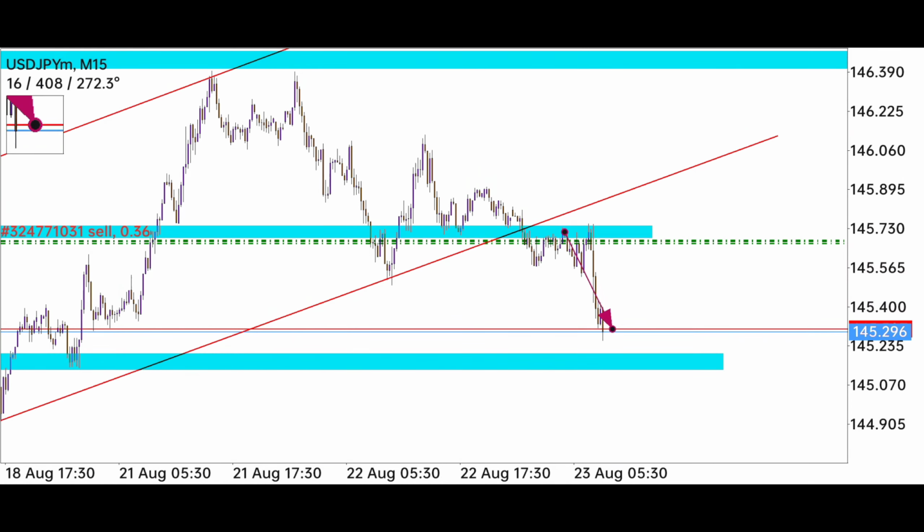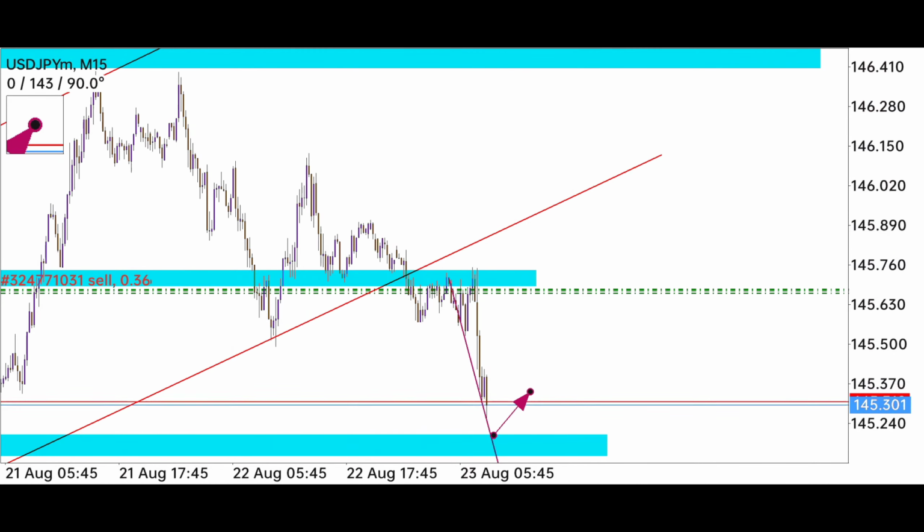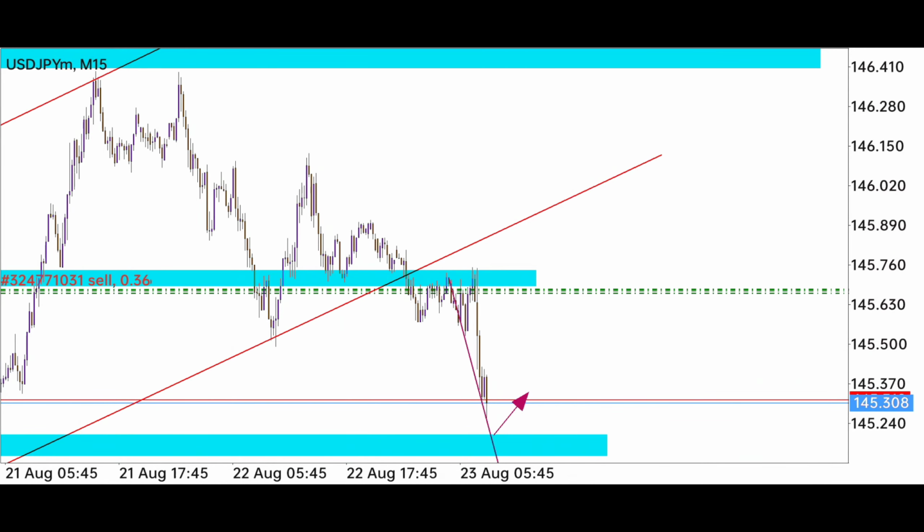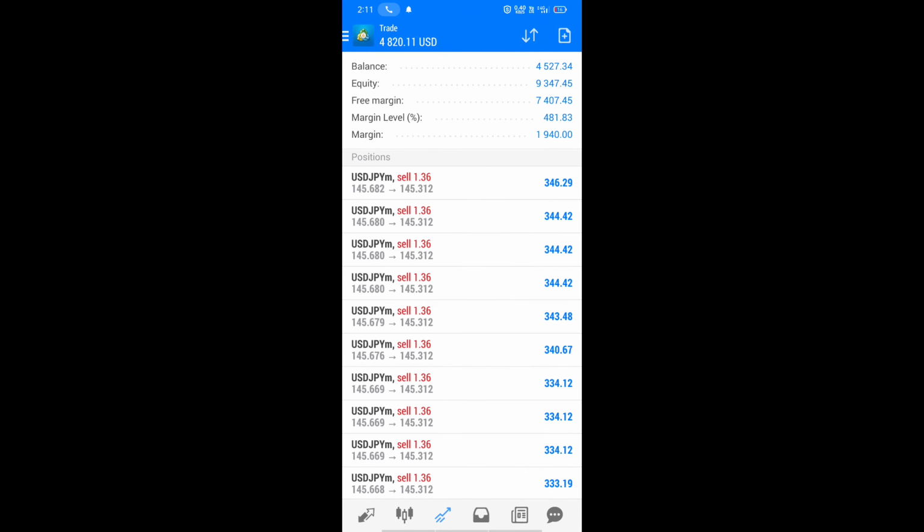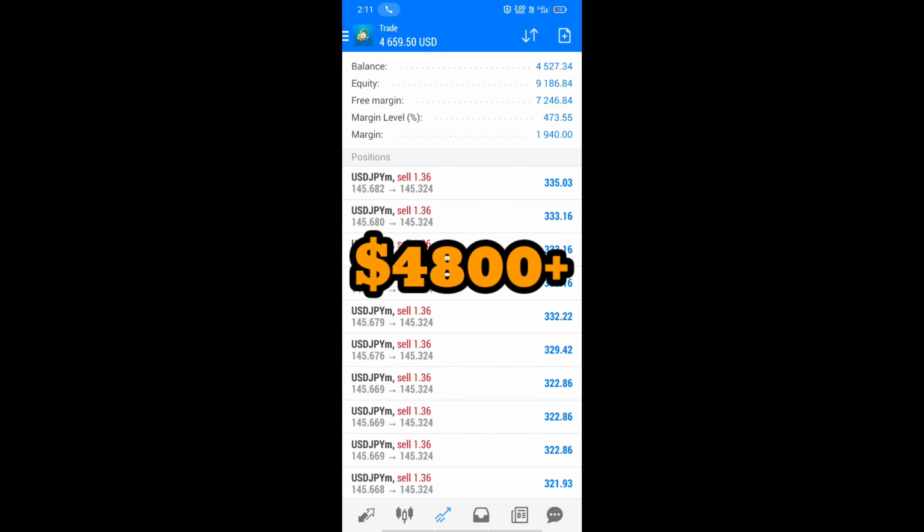Here two conditions will apply: in the first condition the market will break the level and go down, or in the second condition the support will hold and the market will go up from here. Guys, here the profit is running around $4,800, which is generated from the 5-step trading process.